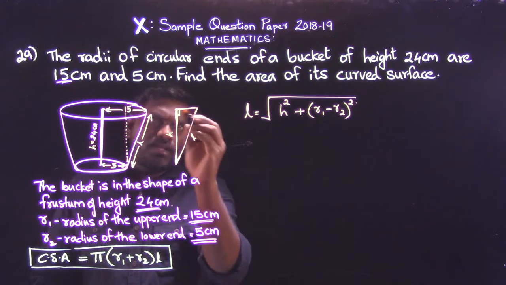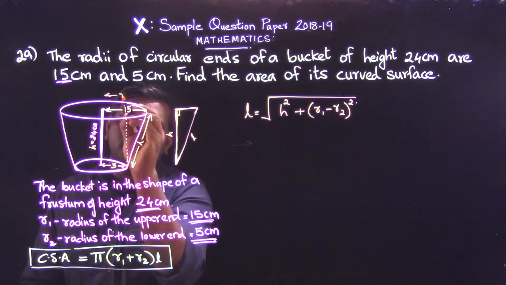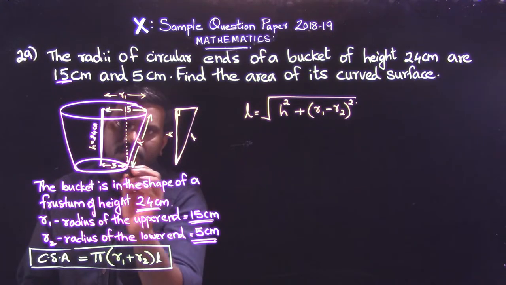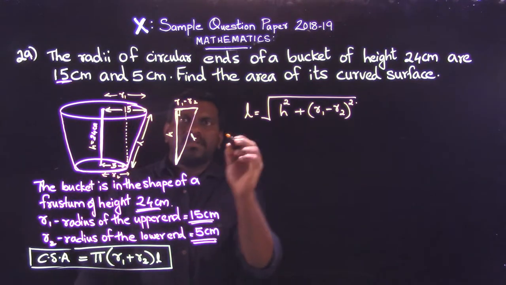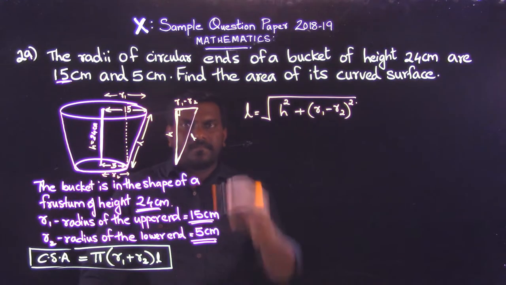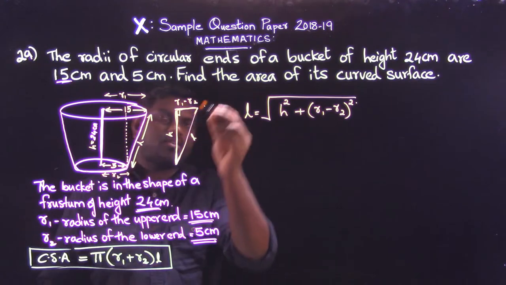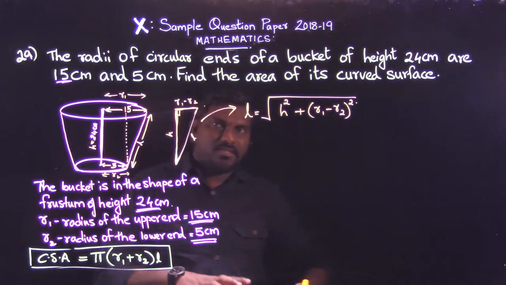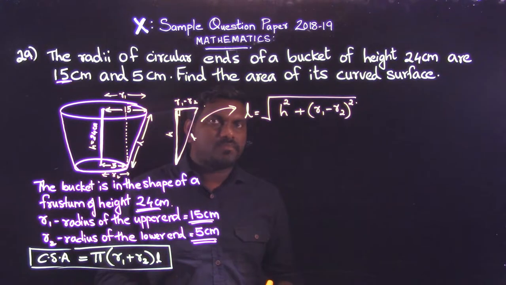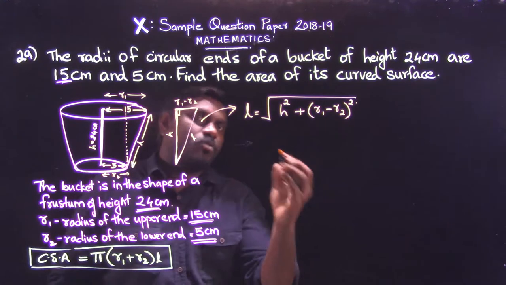Then what is this radius? From here to here, it is R1. From here to here, it is R2. So what would be this distance? This one would be R1 minus R2. And now just go through the Pythagoras theorem: hypotenuse becomes root of h square plus the other two sides square. This is how you derive it. You don't memorize it, you just keep the logic.